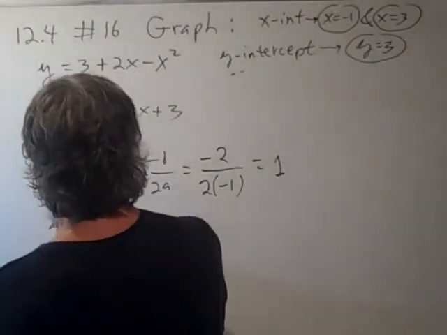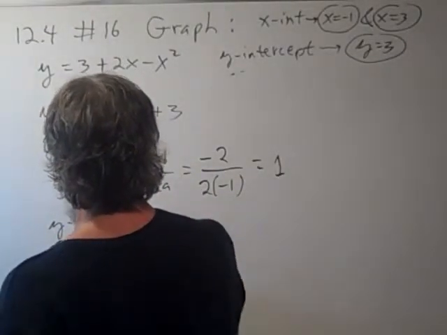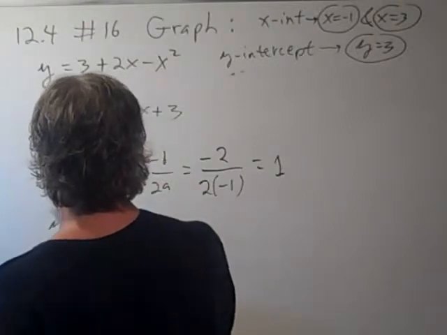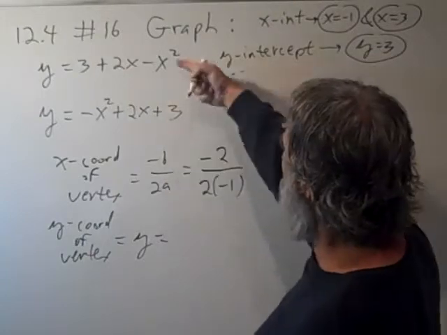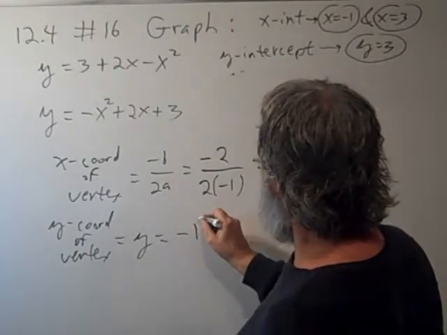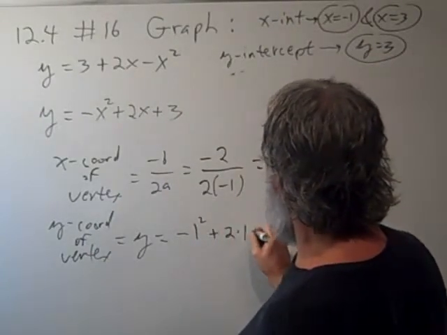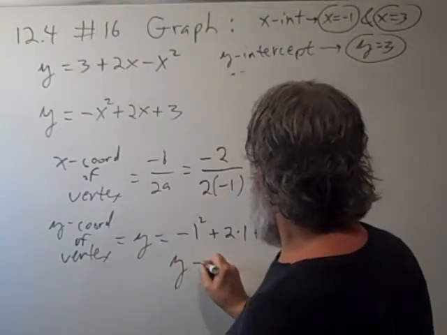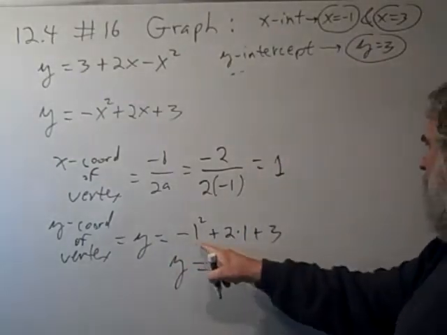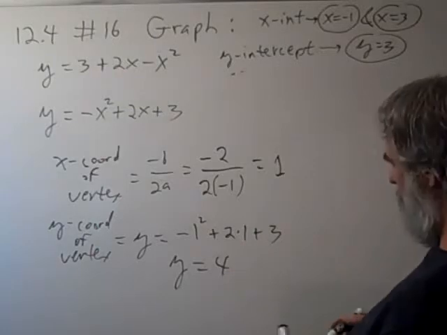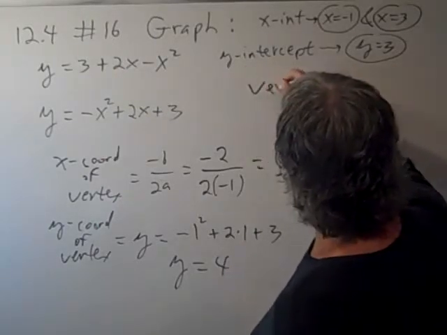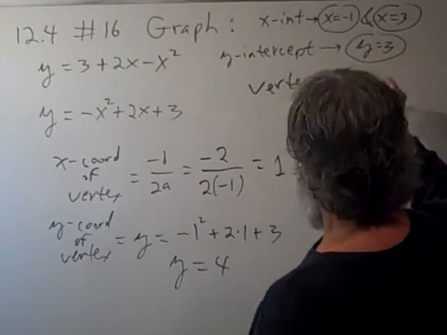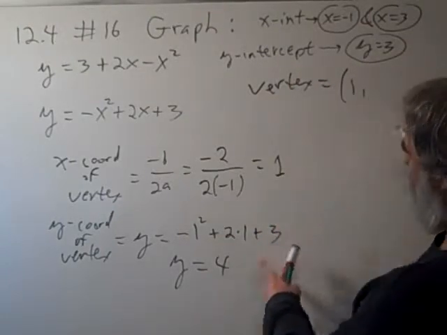Then the y-coordinate of the vertex we find by plugging in 1 into the equation for the parabola. Either of these will work. So negative 1 squared plus 2 times 1 plus 3. Negative 1 plus 2 is 1 plus 3 is 4. So the y-coordinate of the vertex is 4. And so we know the vertex is the point 1, comma 4.